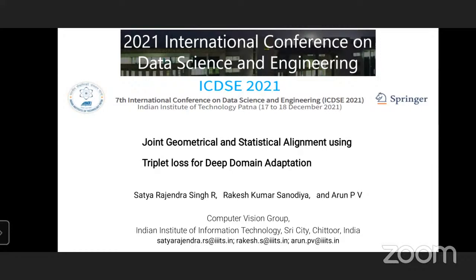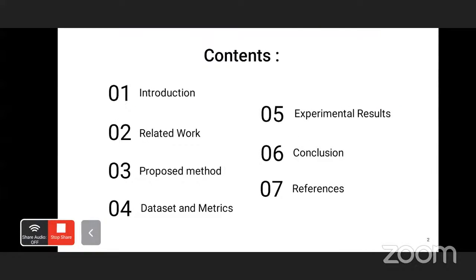On behalf of Rakesh Kumar Sanodia and Arun PV, I would like to present my part of the work, joint geometrical and statistical alignment using triplet loss for deep domain adaptation. My presentation is organized content-wise as: introduction, related work, proposed methods, data set and metrics, experimental results, and conclusion and references.